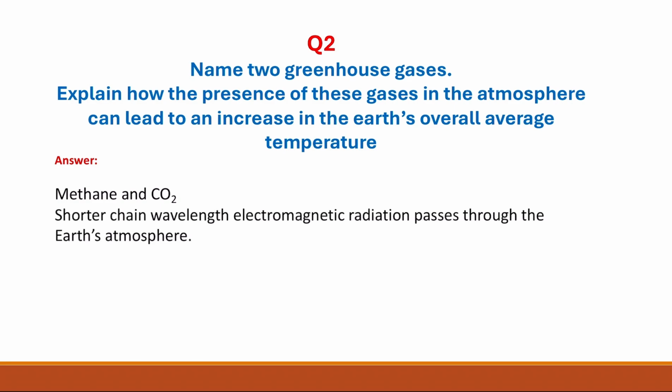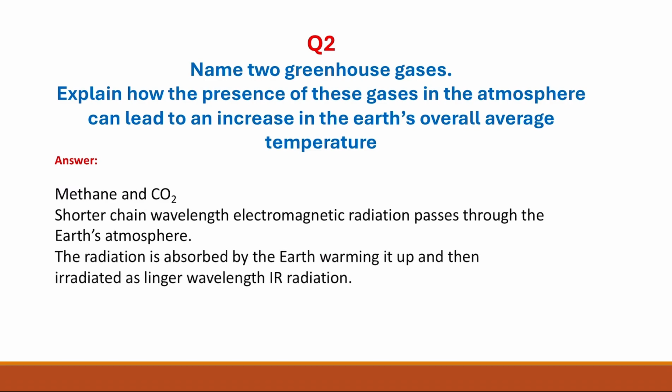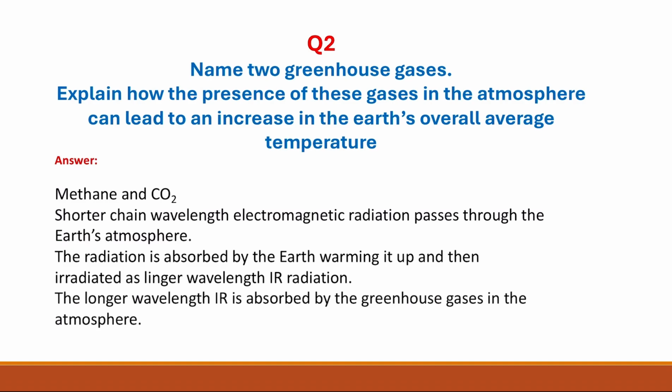So how does the presence of these gases increase the overall average temperature? First, the shorter wavelength electromagnetic radiation passes through the Earth's atmosphere, and the radiation is absorbed by the Earth, warming it up, and then re-radiated as longer wavelength IR radiation, or infrared radiation. The longer wavelength IR is absorbed by the greenhouse gases in the atmosphere, and the IR is radiated back to Earth to increase the temperature.